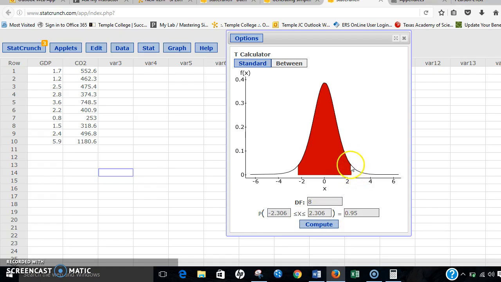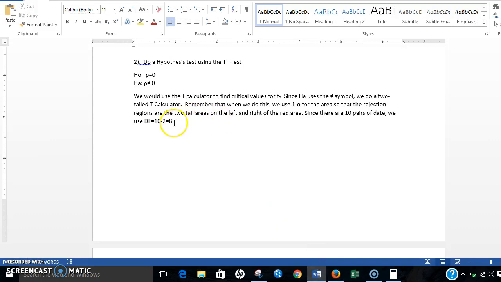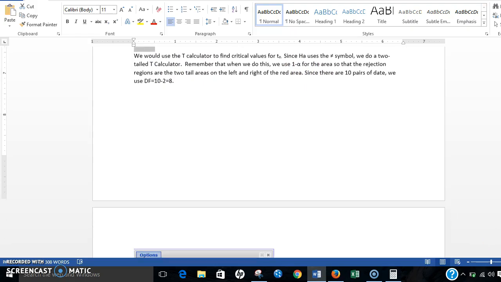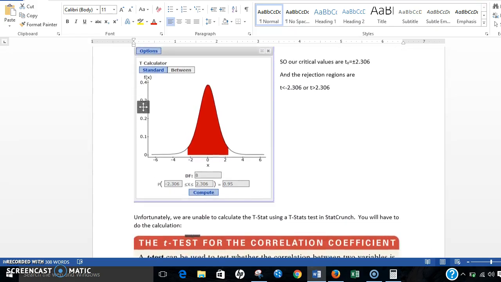Click Compute, and you will see that our critical values are negative 2.306 and positive 2.306. So that our rejection region is over here to the right, and our other rejection region is to the left. Now this only is necessary when we use between, and that between goes with H sub A being not equal. It's very important that you realize that H sub A being not equal forces us to use 1 minus alpha for the area.